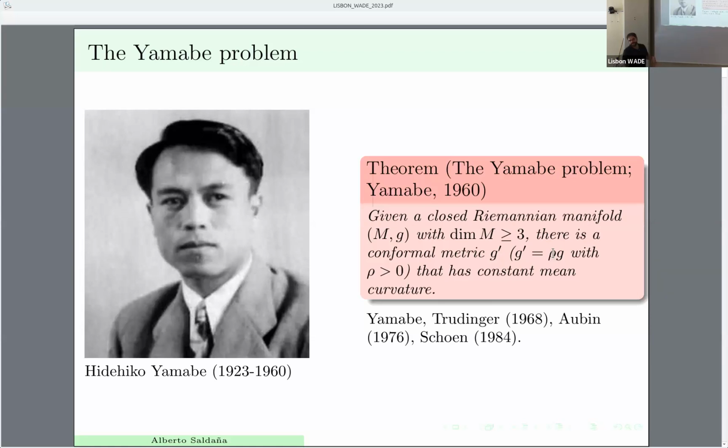He gave a proof which ended up having some mistakes, but then the mistakes were solved by Trudinger, Aubin, and Schoen in a series of papers. The mistake that Yamabe made was a problem with the critical exponent that we are going to see in a moment. Working with the critical exponent is delicate, and this was the source of the problems in the proof of Yamabe. But other than that, the question that Yamabe raised has motivated a lot of research and a lot of methods, and there is a lot of mathematics thanks to this conjecture.